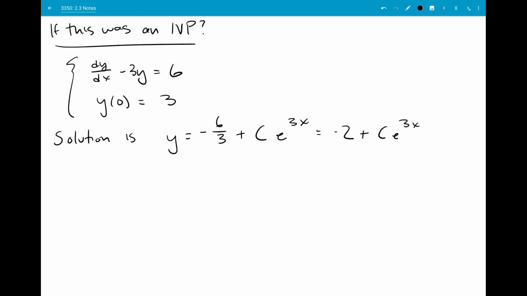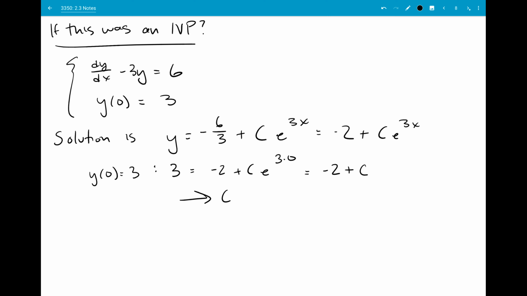Then you would just plug in your initial condition. So you would say, if I want y of 0 equals 3, then you have 3 is equal to minus 2 plus c e to the 3 times 0. So minus 2 plus c times 1.